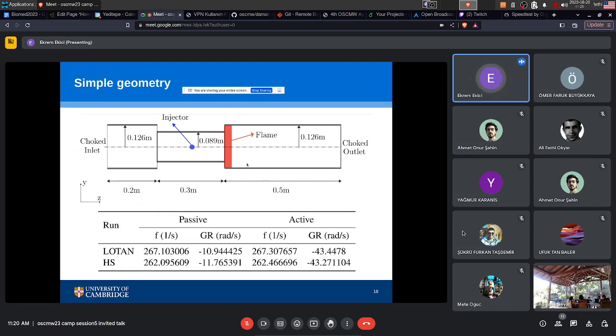And when I put the flame in, the temperature is changed. The temperature starts to increase from here and decrease to the outlet. It changes the stability of the system. In this example, I get a stable system, but the whole point I'm trying to make is that I get the same growth rates using two different tools. So this example shows that my Helmholtz solver is correctly modeling the choked boundaries.